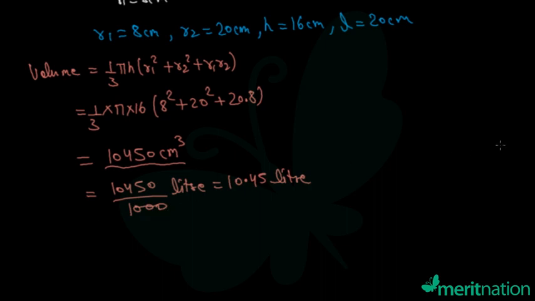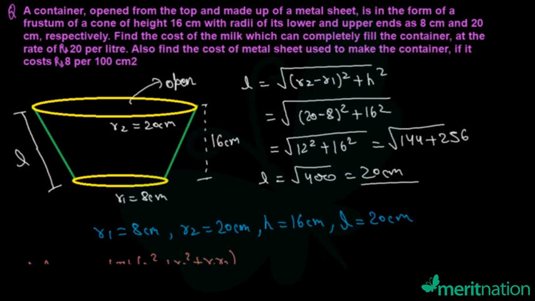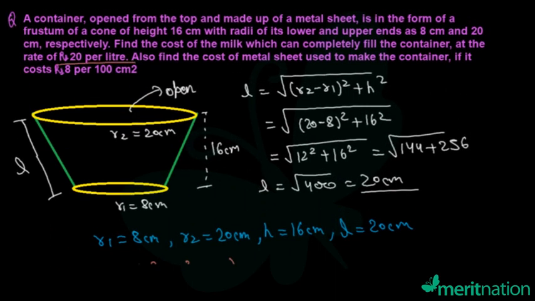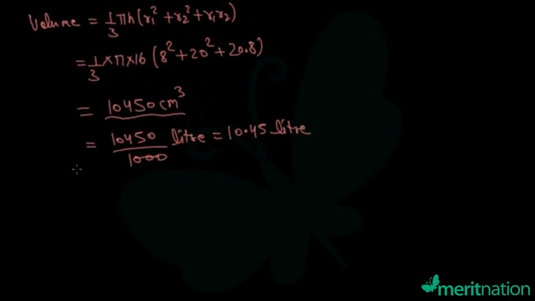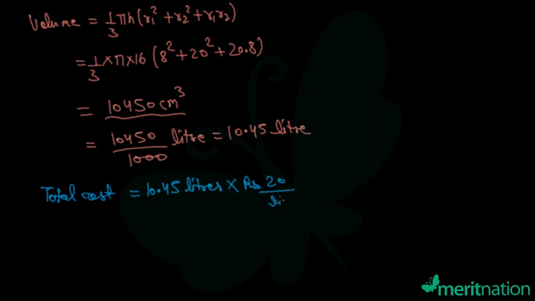After getting the volume, the cost of milk that's given to us is rupees 20 per liter. So I'll multiply this by the rate. The total cost you will get, that would be equal to 10.45 liters into the rate of milk, which is rupees 20 per liter. So the total cost of milk you will get, that would come out to be 209 rupees.